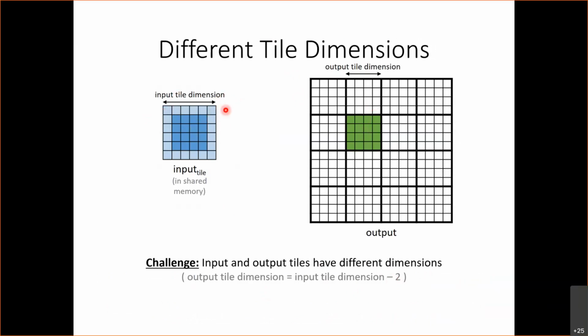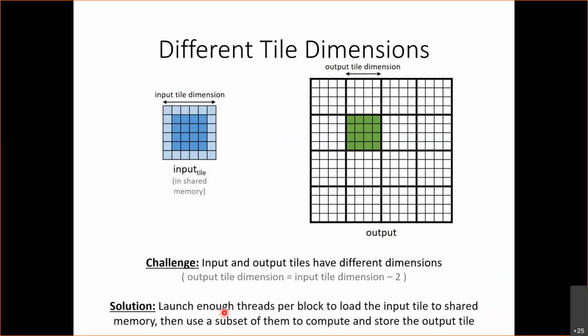Okay. So what we can do, one way to resolve this issue is to launch enough threads per block to load the input tile, and then only use a subset of those threads to compute the output tile. And this is similar to what we did with convolution.